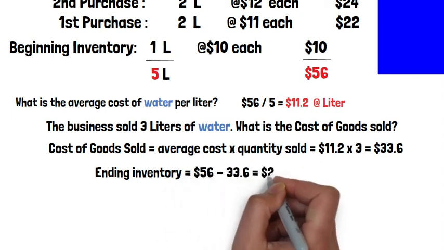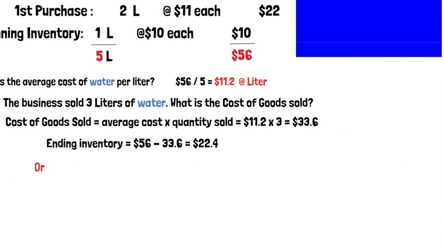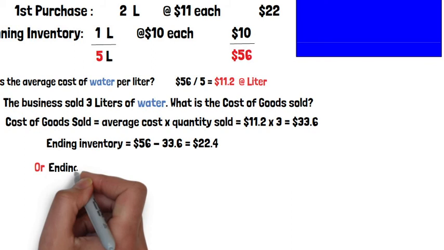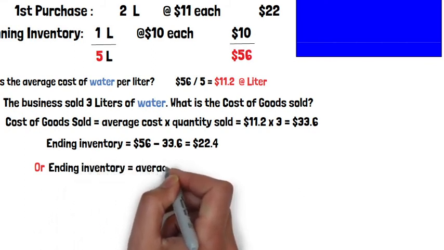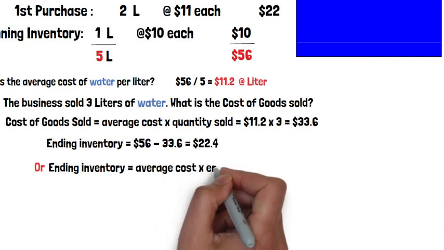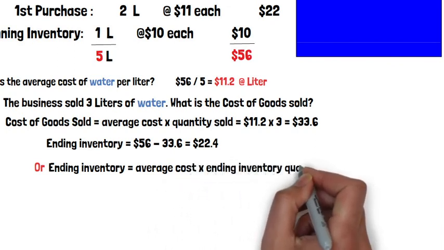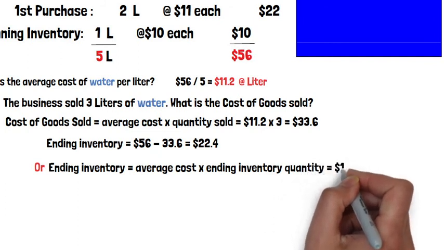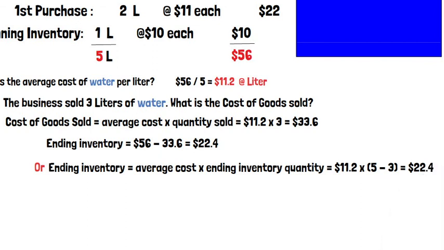So the original cost is $56 and you sold $33.60, so the ending inventory would be $22.40. You can also calculate ending inventory in a different way: the average cost times the remaining quantity in the ending inventory, which is only 2 liters. 2 times 11.2, that's the 22.4, same value.